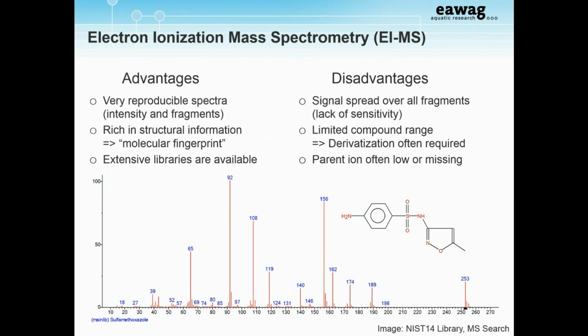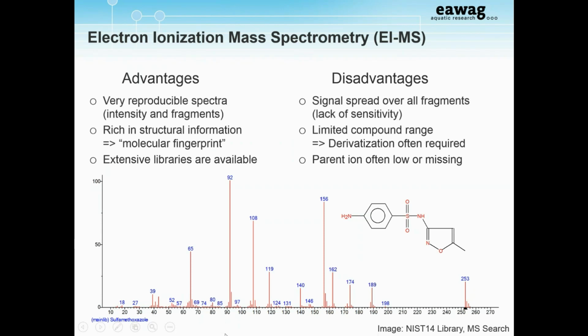So just a brief run through electron ionization mass spectrometry. This is one of the most established mass spectrometry techniques. It's been around for about 50, 60 years now. The advantage with EIMS is that it has very reproducible spectra, so both intensity and fragments. These are reproducible across labs across the world, and this is one of the main strengths.